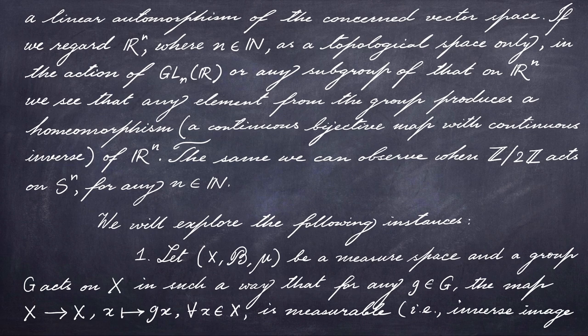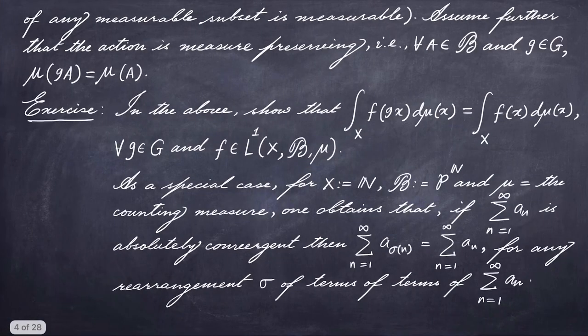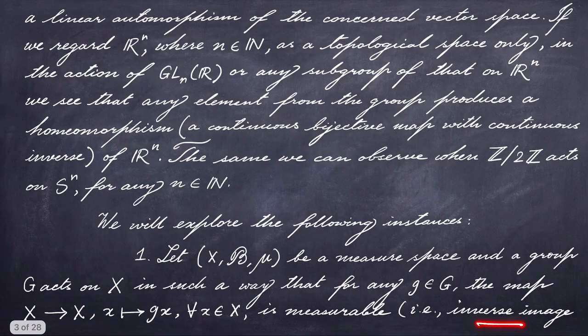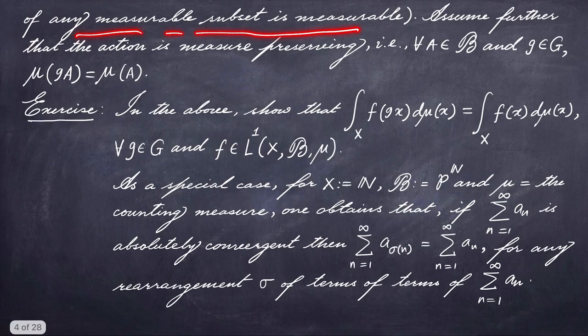So here we are having a measure space, a set, a sigma algebra and a measure, and a group G is acting on X in such a way that for any g, the map x goes to gx is measurable. By a measurable map, I mean the inverse image of any measurable subset is measurable. Further, I assume that the action is measure preserving, that is, if we take any measurable set and consider any of its translates, then the measure is always going to remain the same.